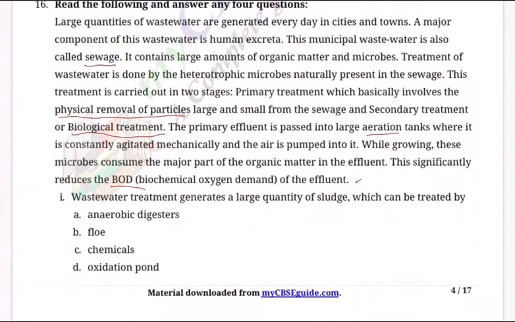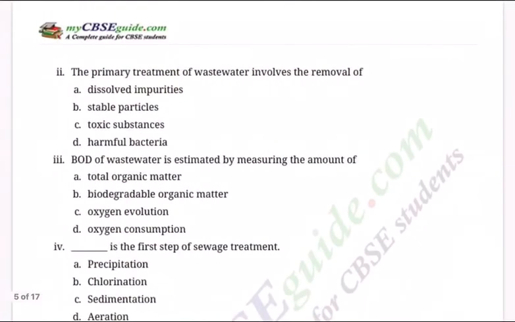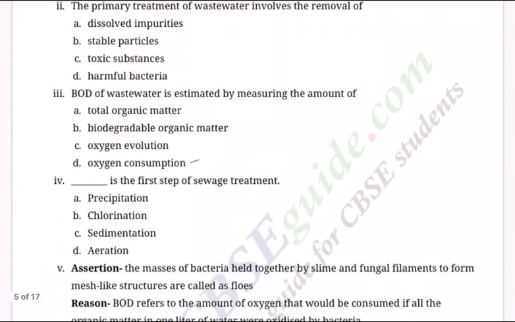Question 1. Wastewater treatment generates a large quantity of sludge which can be treated by: A. anaerobic digesters, B. flocs, C. chemicals, and D. oxidation pond. Question 2. The primary treatment of wastewater involves the removal of dissolved impurities, stable particles, toxic substances, and harmful bacteria. Question 3. BOD of wastewater is estimated by measuring the amount of: A. total organic matter, B. biodegradable organic matter, C. oxygen evolution, and D. oxygen consumption. Question 4. Dash is the first step of sewage treatment: precipitation, chlorination, sedimentation, and aeration.